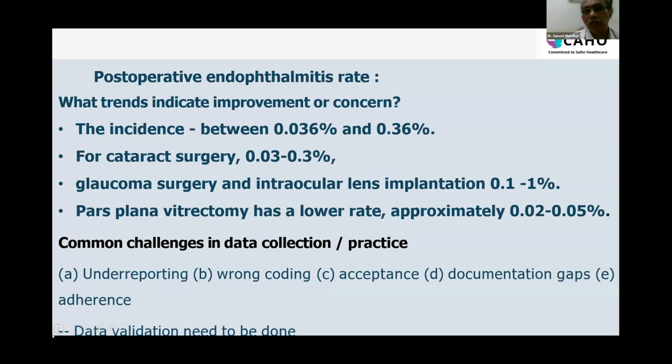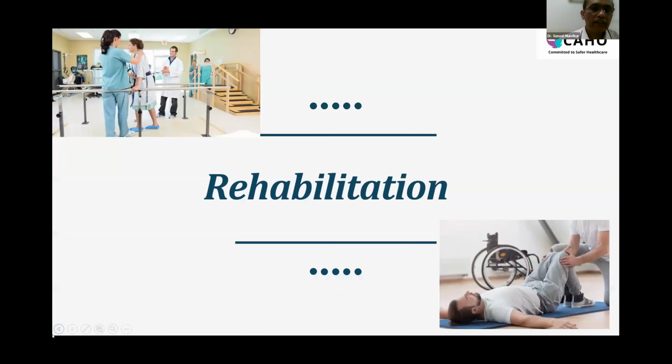Even one post-operative endophthalmitis is a significant concern, because I think eye care organizations like NABH describe it as a sentinel event. So very prompt interventions need to be done to prevent endophthalmitis in such situations. Common challenges remain the same: underreporting, wrong coding, acceptance and documentation gaps, adherence, etc., and data validation to be done if it is collected from the clinician side.